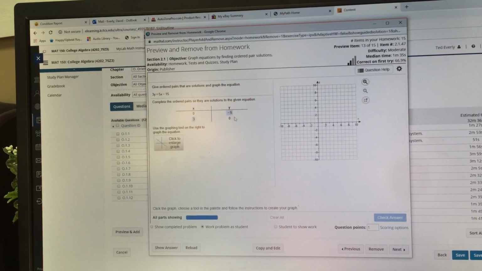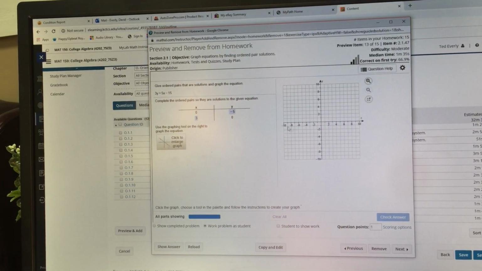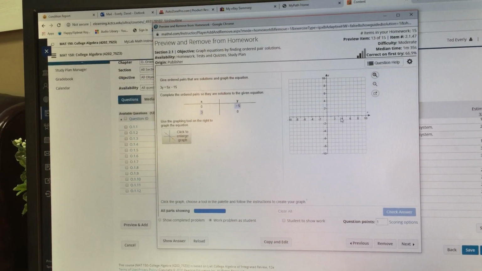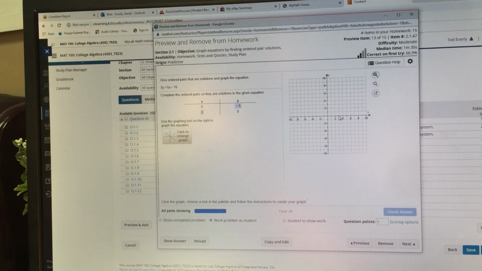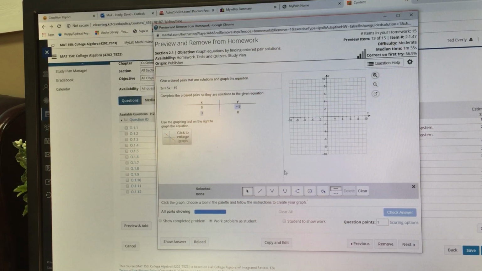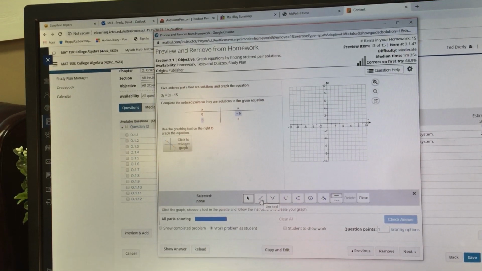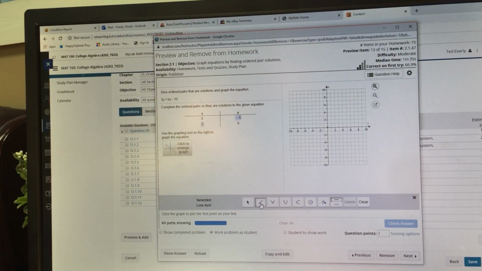I'm going to take 0, -5 and plot it. And then I'm going to take 3, 0 and plot it. So if I click on the graph here, I've got to tell it that I'm drawing a line. So I click on that.